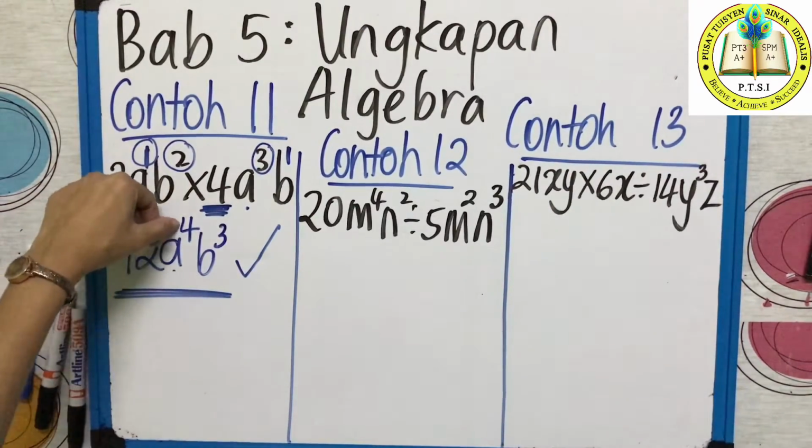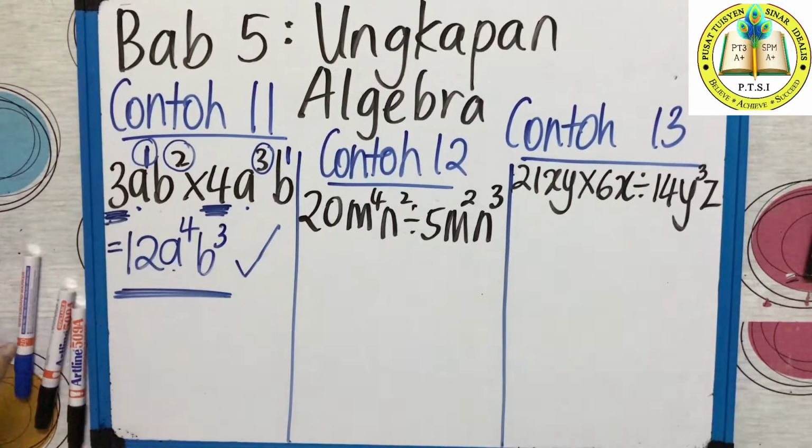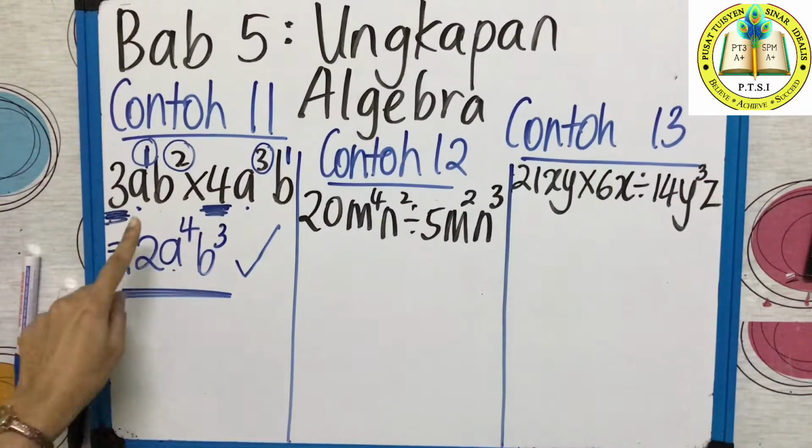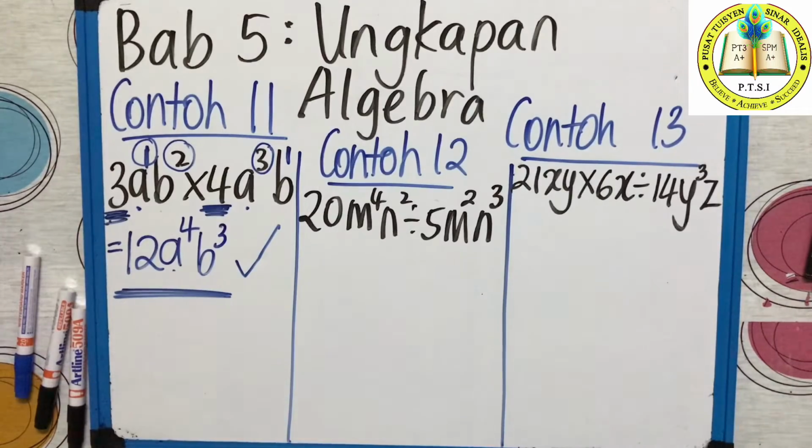Remember, the kuasa must write small. That's all. No need to do anything else. Ini soalan permudahkan. Simplify. Okay, now we try this one. Yang ni darab, yang ini bahagi. Okay, how to do bahagi? Look what teacher showing.